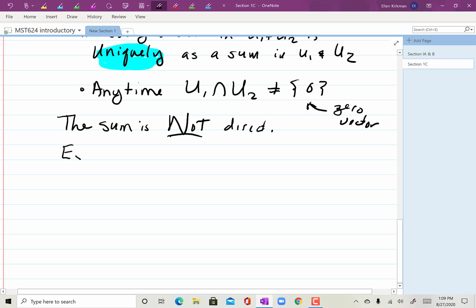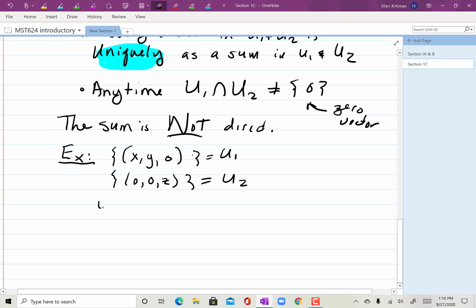But so an example that is direct, so I might have like this plane. That might be my U1. And then just this line. And so now this sum is direct, because the only thing that's in both of them is the 0 vector. And so I can express everything uniquely as something in U1 plus something in U2. Okay, so we'll extend this to more subspaces and prove some of these things I just stated.